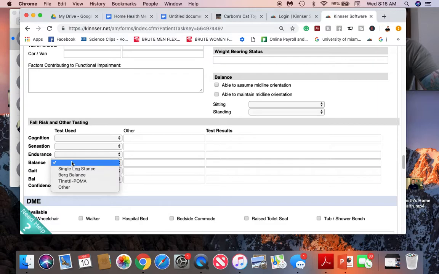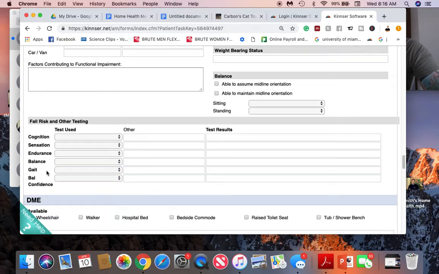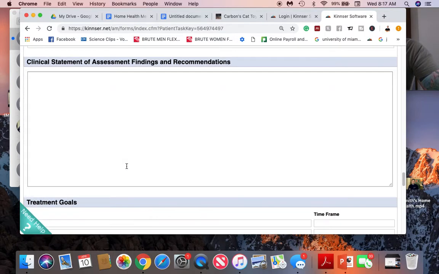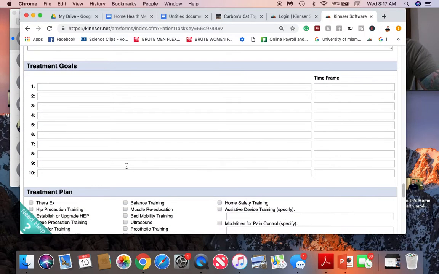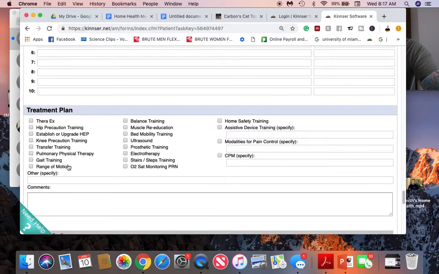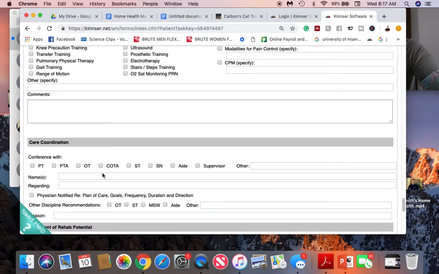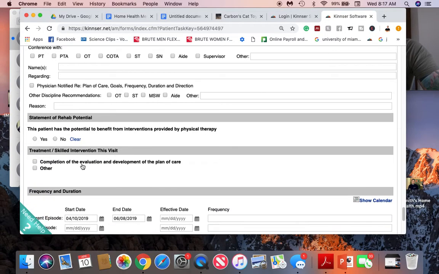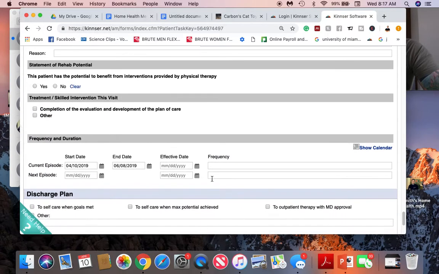balance, Tinetti, Berg, single leg. Berg is more evidence-based. However, they're very low level. You can use a Tinetti, though it's been shown not to be as reliable as the Berg. Gait, TUG, again I mentioned, gait velocity, balance. What DME do they have? Your assessment of your findings, your treatment goals, the treatment plan, who you talk to, if you notify the physician, if they can benefit or if it's eval only, completion, and then we can go into frequencies.